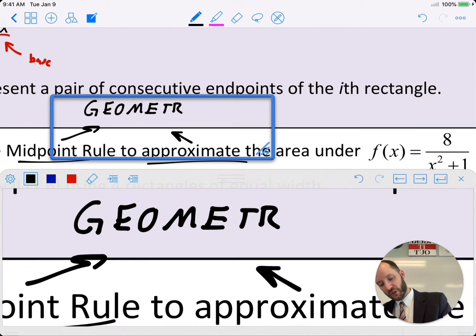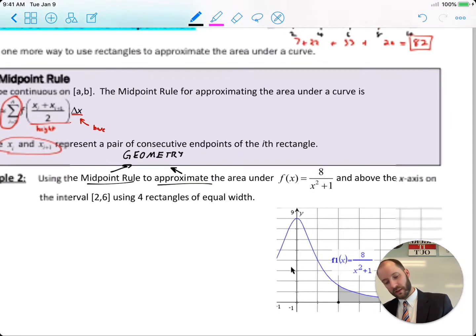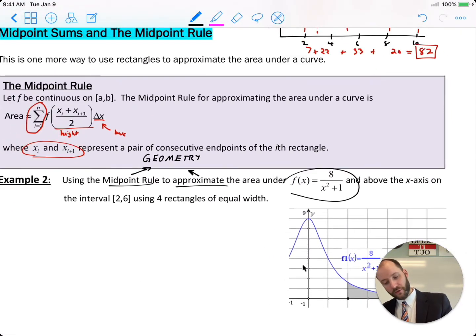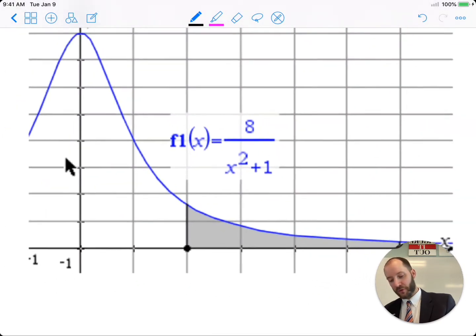So draw a picture if you don't have one, add them all up, all the rectangles. And what else do they say? There's our function, f(x), above the x-axis, and there's 2 to 6. 4 rectangles of equal width, so equal width rectangles. So have a graph here.